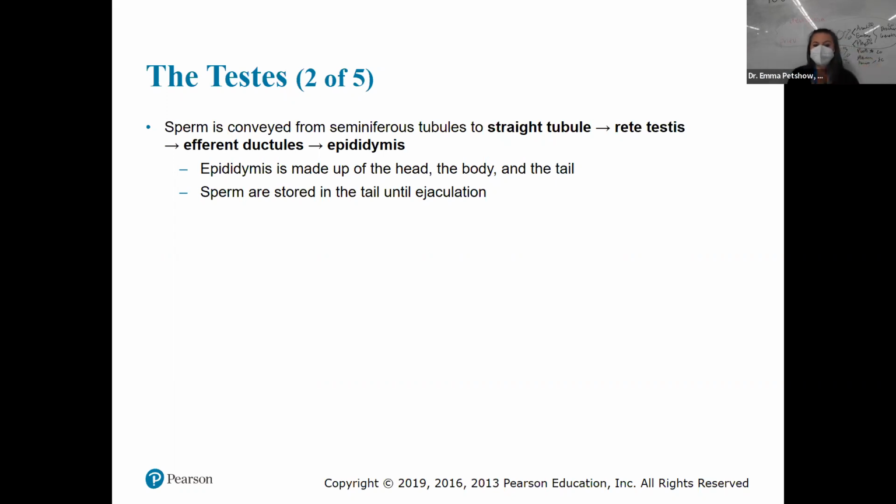The epididymis itself is made up of a head, body, and tail, and sperm are stored in the tail region until ejaculation. I appreciate this because the sperm also kind of have a head, body, and tail. So it makes sense to me that so does the epididymis. I think about sperm being stored in the tail because it's where the movement is. And so that's where they hang out until they're able to actually be released.